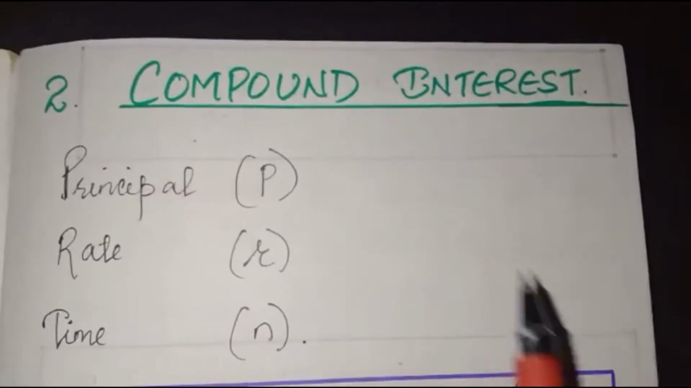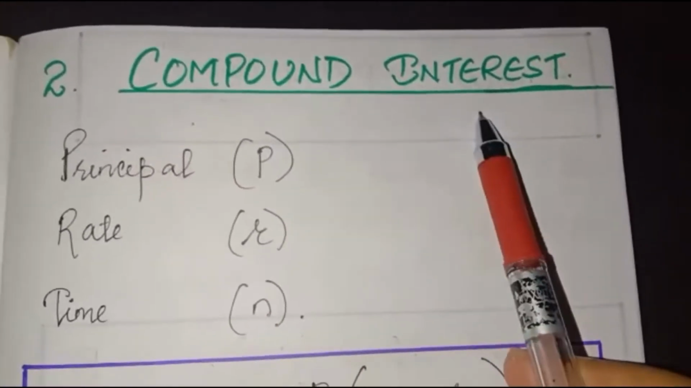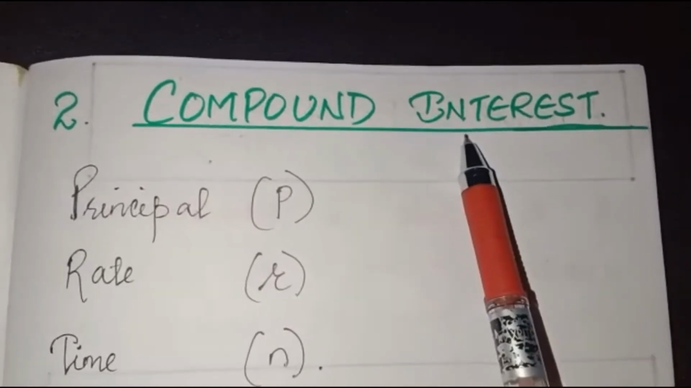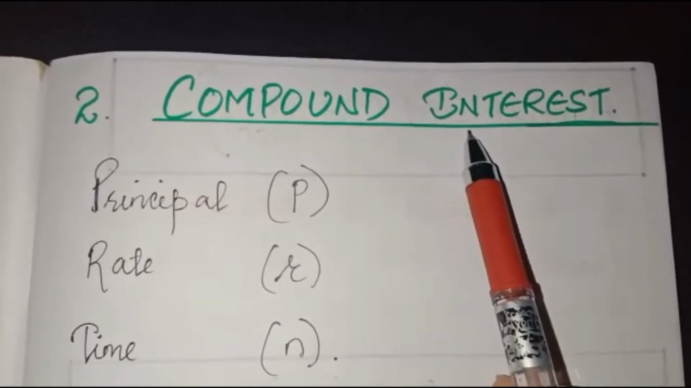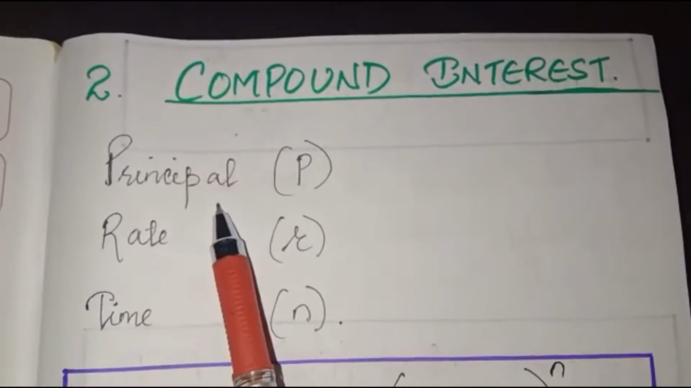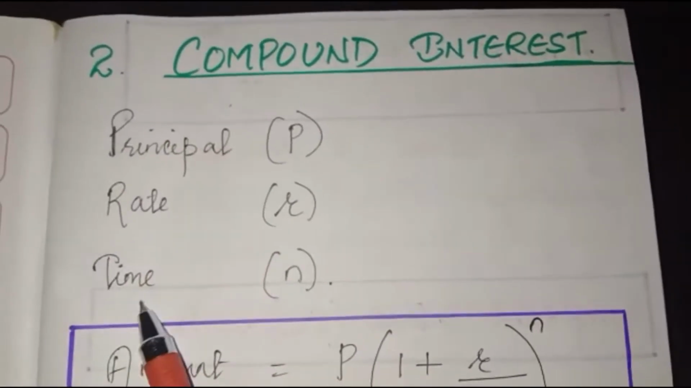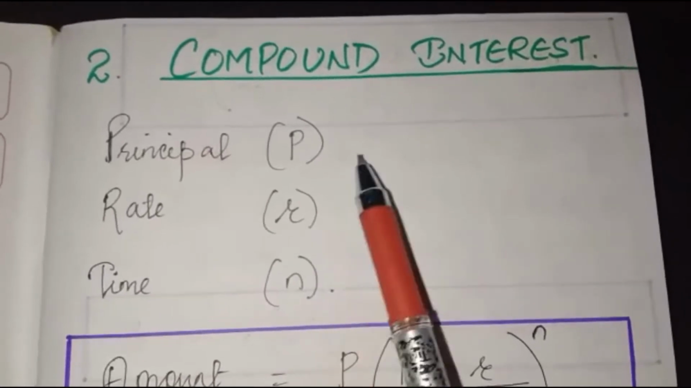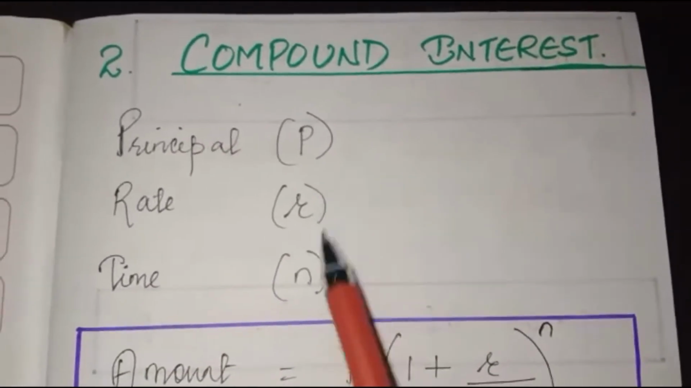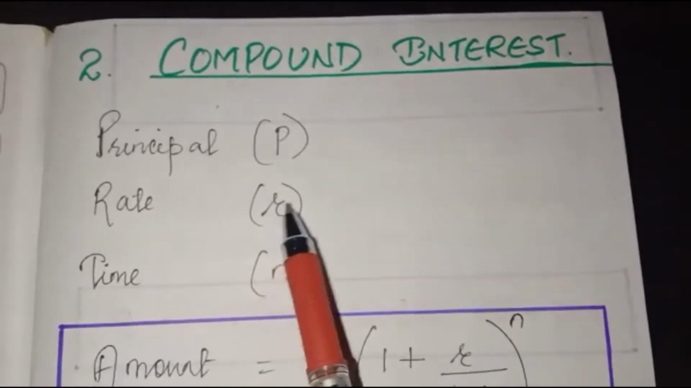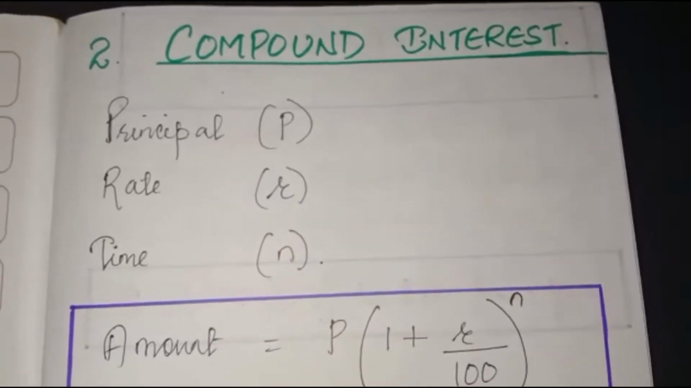From today, we will start a new chapter, compound interest. You have already learned this chapter in class 8, no? So in class 8, you have learned principal is denoted by P, rate is denoted by R, and time is denoted by N. So here we will use these three terms P, R, and N. Here you can use capital R also, no problem, but here I am using small r.